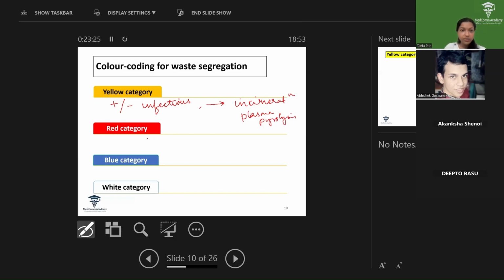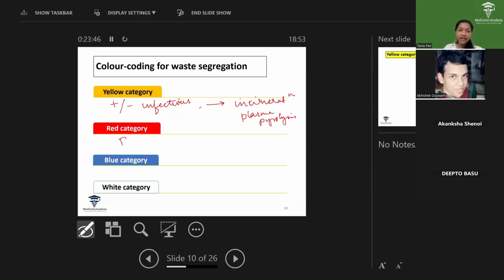We will deal later on with what the yellow category contains. This is the basic concept. There are exceptions to all these categories, and we will talk about those also. But per se, the general logic is that yellow bags are supposed to contain infectious waste and they go for incineration. Now the red category.